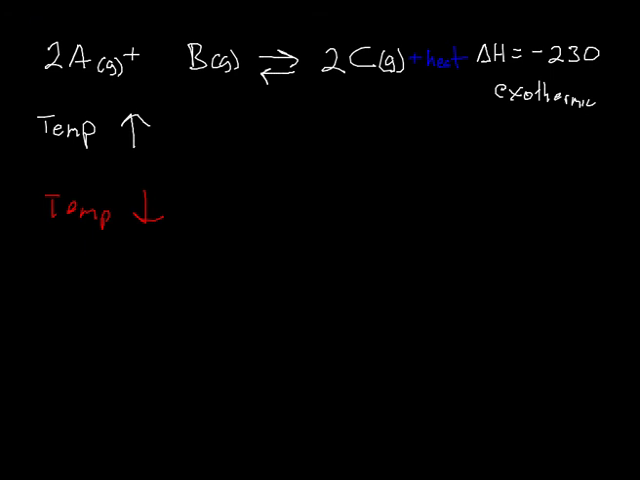And so in the case of changing the temperature of a reaction as it relates to the equilibrium, you have to look at what side of the equation the heat is. If it's exothermic, then heat is on the right side of the equation. If it's endothermic, then heat is on the left side of the equation. So in this case, by increasing temperature, we shift left. By decreasing temperature, we shift right.